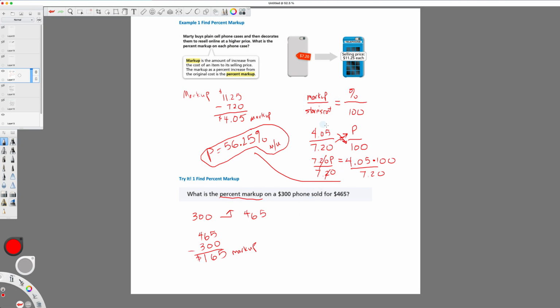So now I'm going to write this proportion here. I'm going to put the markup over the store's cost. Well, the markup I just calculated, the store's cost, they paid $300 for the phone. And then I don't know the percent. I'll call it P. And over 100. So now cross multiply and divide. So here we go. 300P is equal to 165 times 100. And then divide by 300.